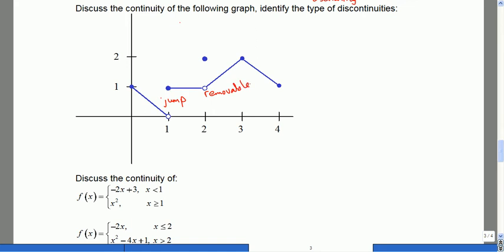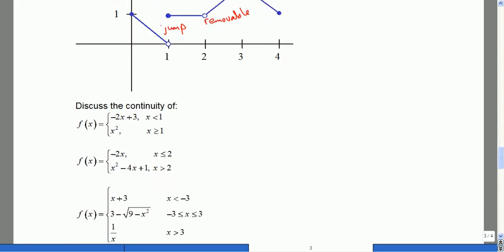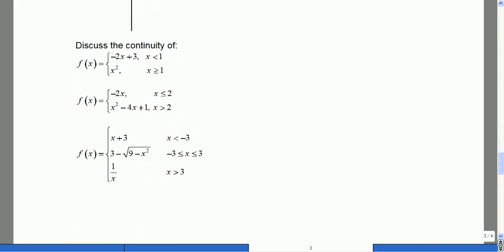But everywhere else the graph would be defined as continuous. Now this is more typical of what you'll expect to encounter on the AP exam, a piecewise graph. It may possibly be in a picture, but something like this where you're expected to talk about the continuity just based on the algebraic definition.